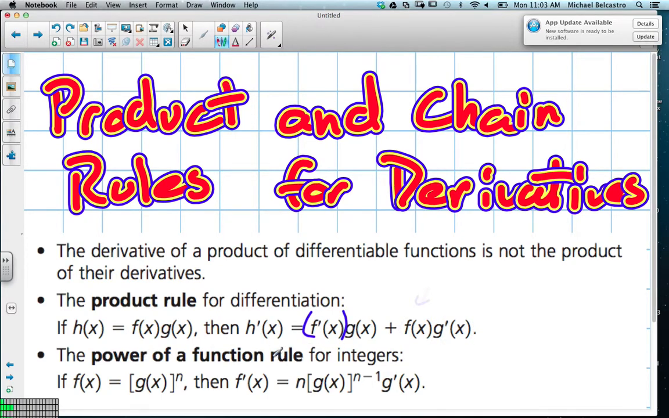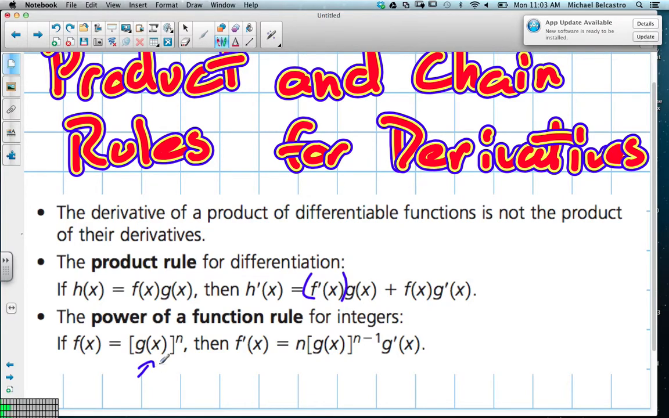And the power of a function rule: if we have a function within an exponent, we still use our power rule we learned in the last lesson, where we bring our exponent value down in front and the power on top we subtract by a value of 1. But we'll also be multiplying that by the derivative of the function within the brackets. Okay? And we actually did that in the last chapter. We just didn't really talk about it.